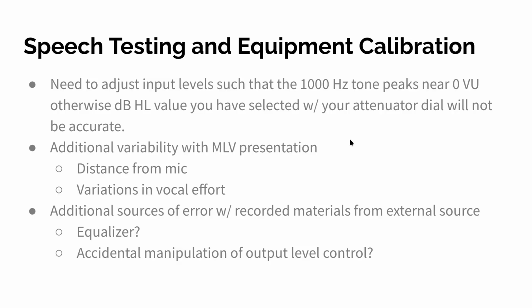We need to adjust input levels such that the 1000 hertz tone peaks near 0 VU. Otherwise, the dB HL value you have selected with your attenuator dial will not be accurate.